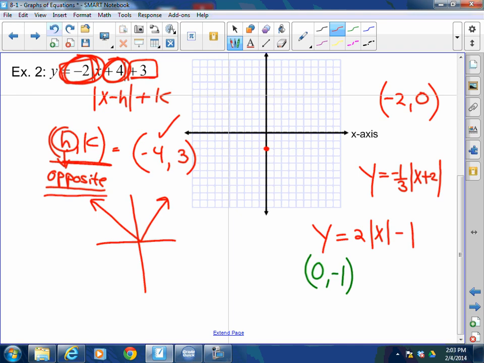My slope, down 1 over 1, 2, 3 to the right. Down 1 over 1, 2, 3 to the right. Go backwards. Down 1 over 1, 2, 3 to the left. And that is your graph. Does that make sense? Thank you very much.